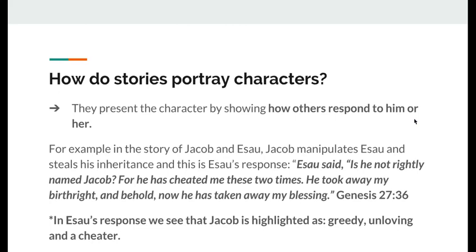So, in Esau's response, he actually is highlighting certain aspects of the other character, Jacob. He's highlighting the fact that, well, he's greedy, he's unloving, and ultimately he's a cheater. He cheated his brother out of his inheritance. But we don't see that through a direct description from the author. Instead, the author shows us in how the other character, Esau, is responding to or about Jacob. And by the way, the name Jacob actually means cheater.